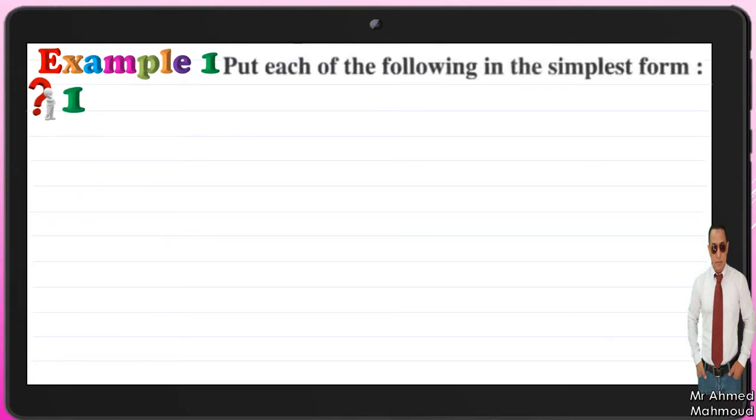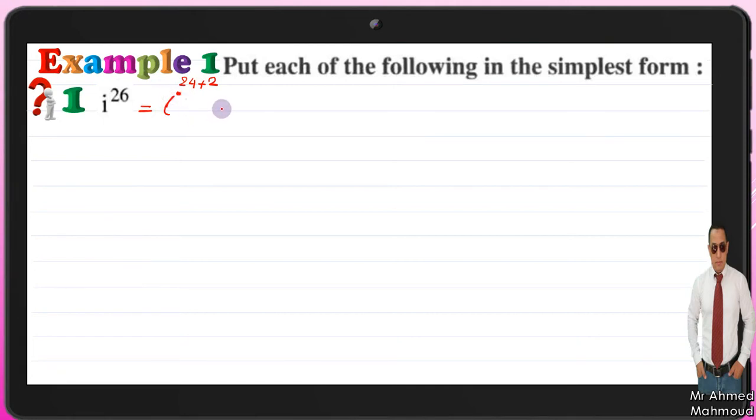Put each of the following in the simplest form. First, we will start with i power negative 26. The way to solve this one is to search for the number divisible by 4 nearest to 26. 26 is not divisible by 4, 25 is not divisible by 4, 24 is divisible by 4. So I will change 26 like this to be i power of 24 plus 2. Why 24? Because 24 is divisible by 4.